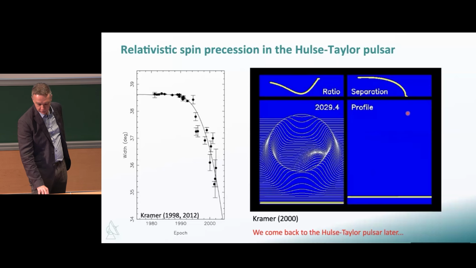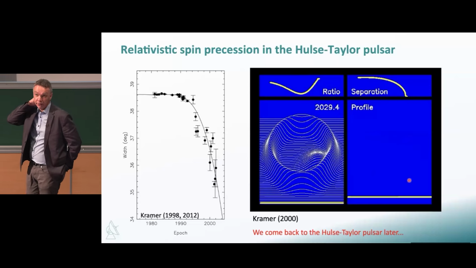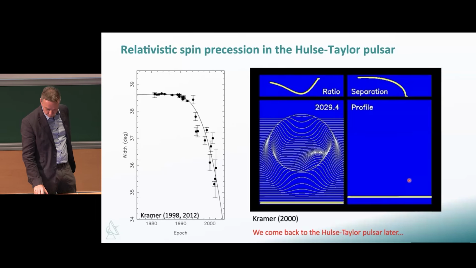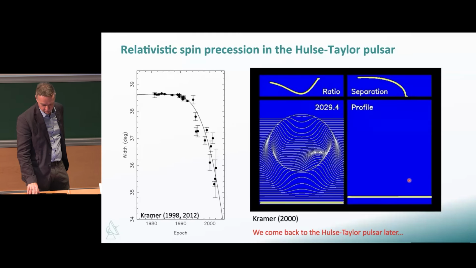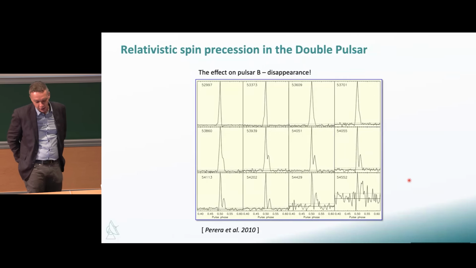If the line of sight is out, it will disappear. So I predicted at the time the pulsar will disappear around 2025, so next year. I'll show you, if you stay tuned, what we actually see. So this is a cliffhanger.